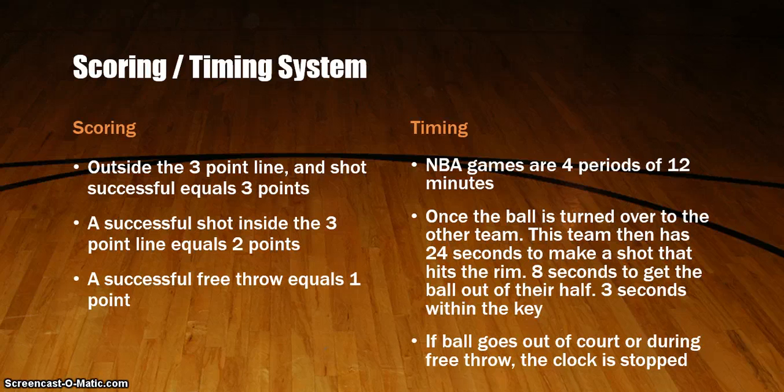The timings of the games. NBA games are 4 periods of 12 minutes. Once the ball is turned over to the other team, the team then has 24 seconds to make a shot that hits the rim, 8 seconds to get the ball out of their half, and they can only have the ball for 3 seconds within the key. If the ball goes out of court during a free throw, the clock is stopped.